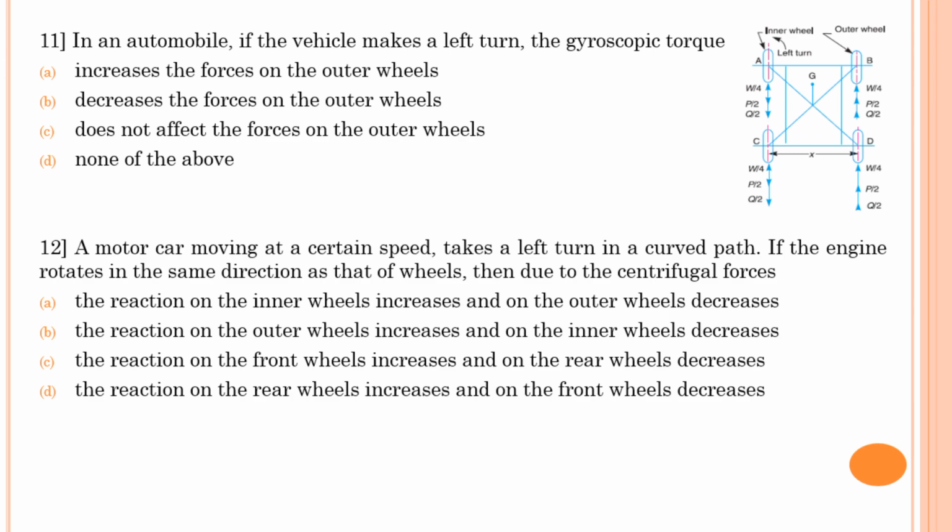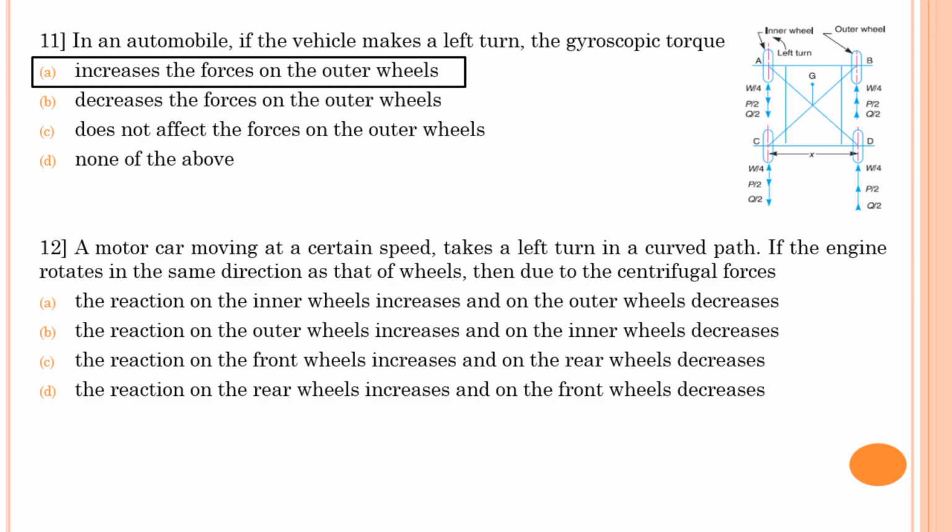Now you have studied the effect of gyroscopic couple on four wheels based on the reaction forces. We have told the effect. Now these reaction forces on the inner wheel are decreasing, whereas on the outer wheel the reaction forces are increasing. Therefore the correct option for this is increases the force on outer wheel. This will be the correct option.